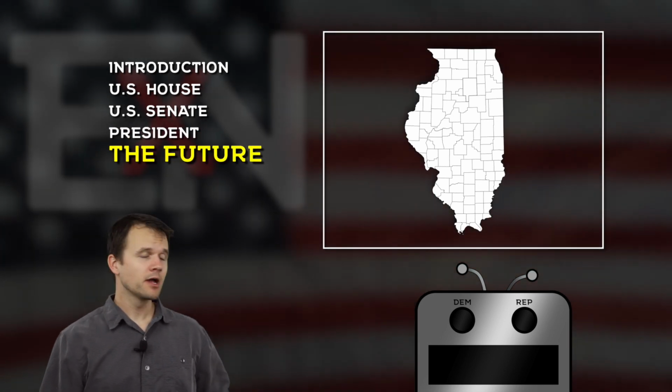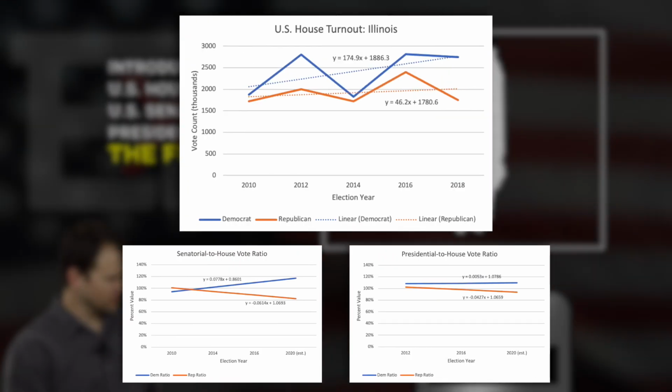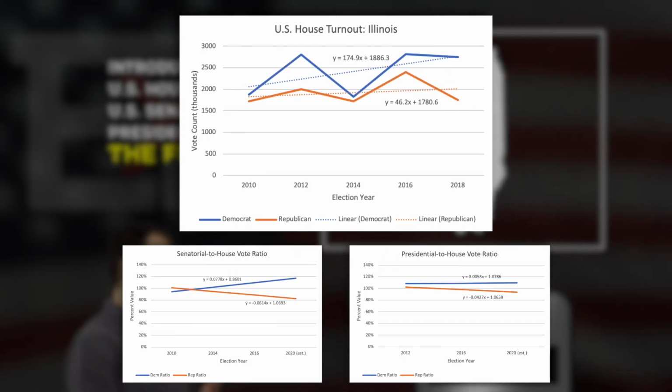So now all the results are in for the state of Illinois. We've seen a flip in Democrats' favor in the House. We've seen a Democratic senator hold on. We've seen a Democratic presidential candidate win the state again. Let's talk briefly about the future of the land of Lincoln by looking at an old line graph and two new ones.